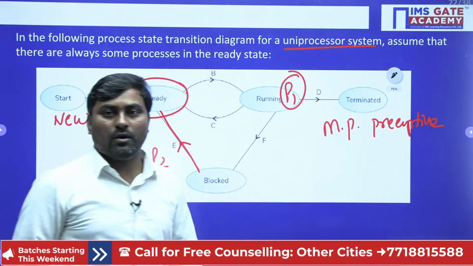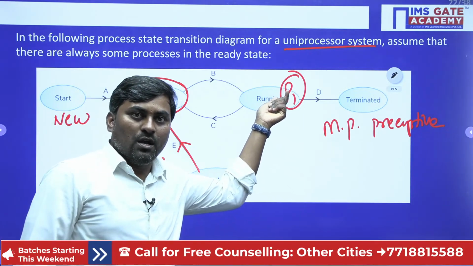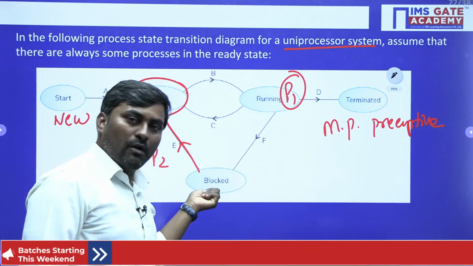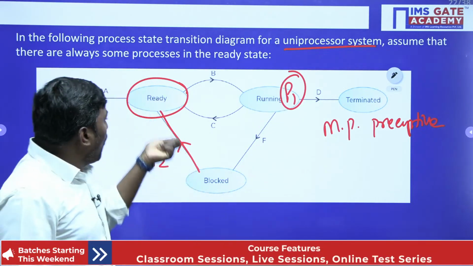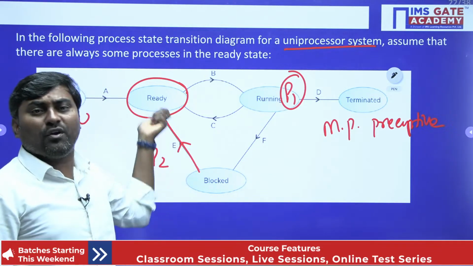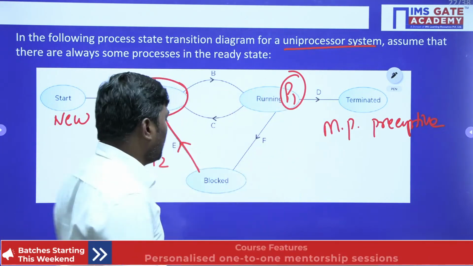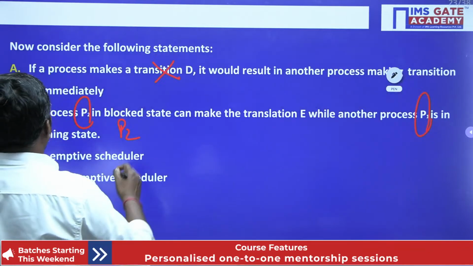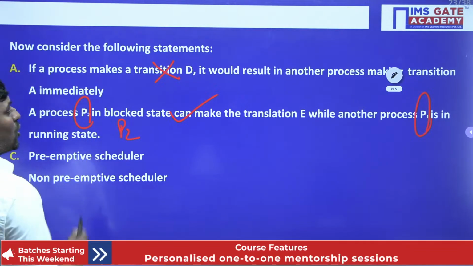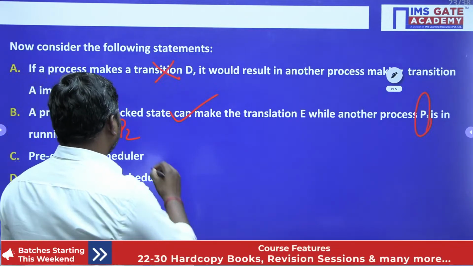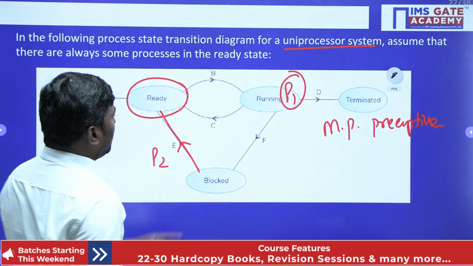Is this possible or not? Please understand, whenever the running process requires IO, it will go for IO, and another process will be scheduled. Whenever IO completes, it can go to the ready state, and it can do so while the CPU is executing another process. It is completely possible. So option B is right. Option C, preemptive scheduling. Yes, it is preemptive scheduling. It is not non-preemptive, it is preemptive.